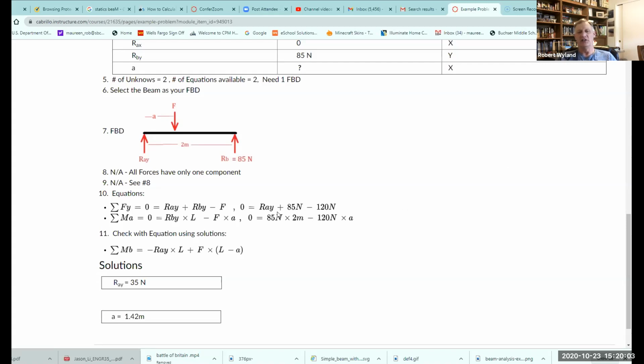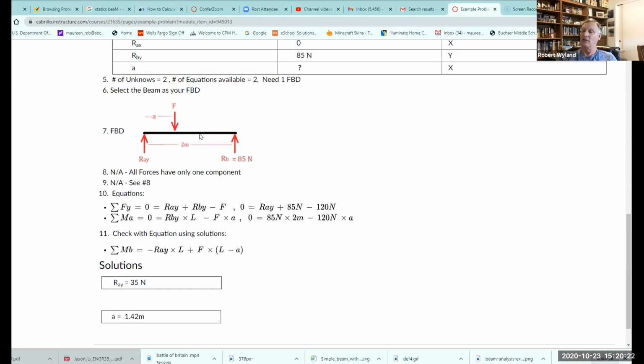It's really quite easy to see that RAY is going to be equal to 35 newtons, which I've got boxed down in the solution down there. But it's really not what we're looking for. We're really looking for A. And so we have a choice of where we're going to take our moments, because we can take our moment anywhere.